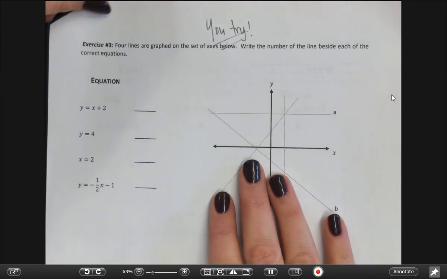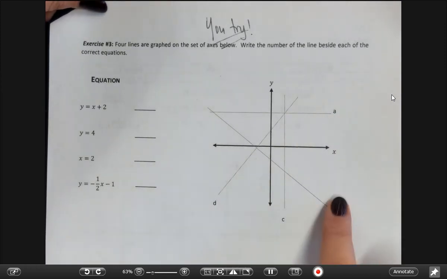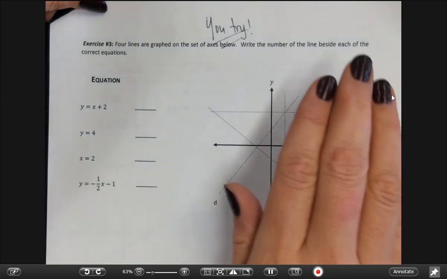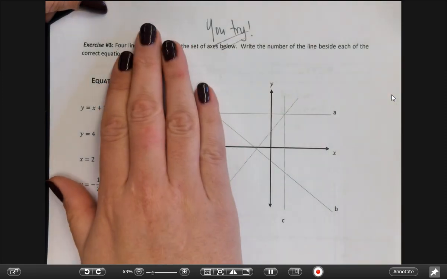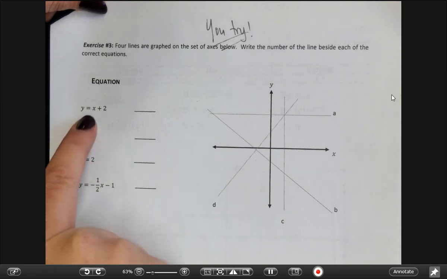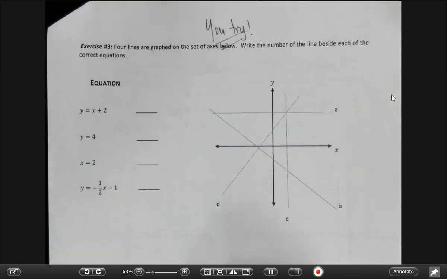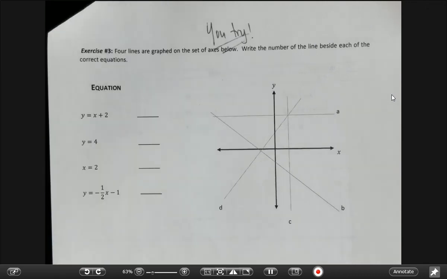So all this is doing is matching A, B, C, and D, matching the line to the equation, okay? So what does the vertical line look like? What does the horizontal line look like? What does the slanted line look like? Where do they start? Where do they begin? Put it in your calculator. However you want to do it, but that's up to you to do, okay?